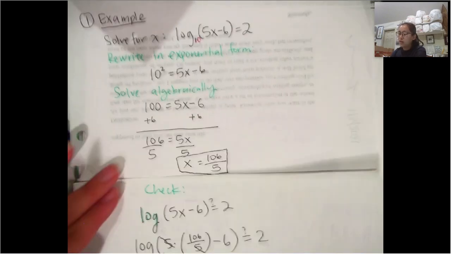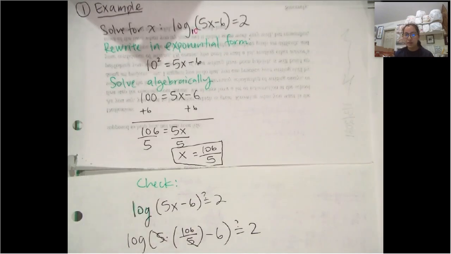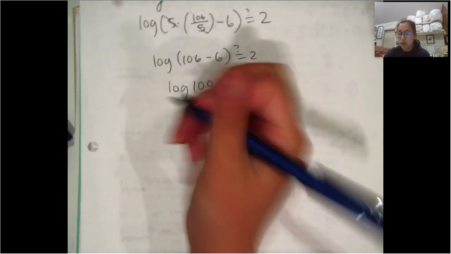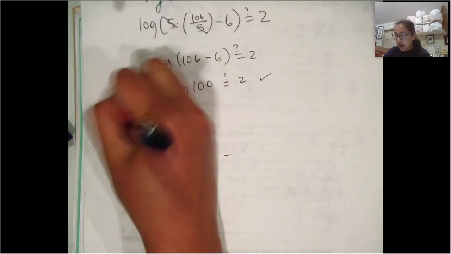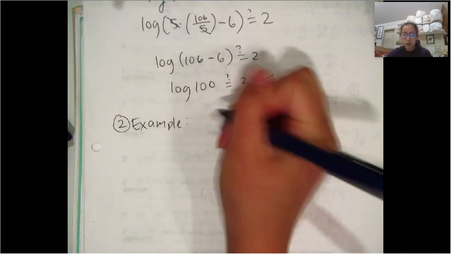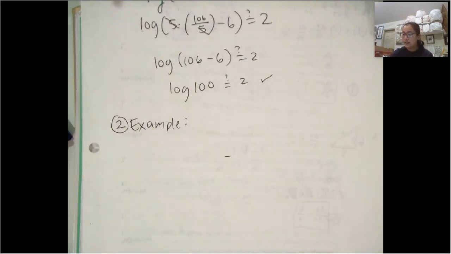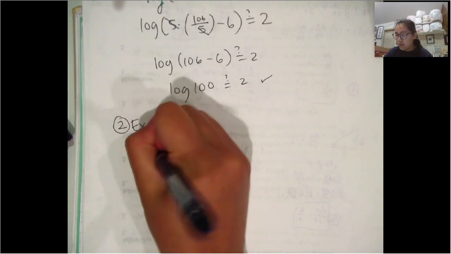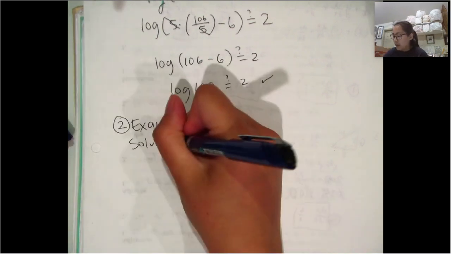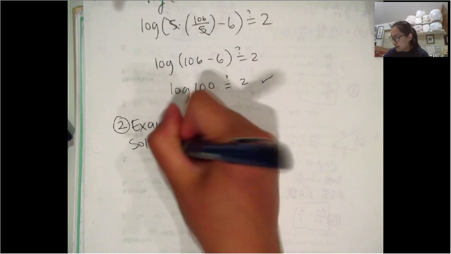Okay, let's go ahead and try an example of the second type. If you look back, our second type is log on both sides. So we're going to do an example of that. Of course, I'm not going to tell you what type of problem it is. When you see the problem, you have to recognize it, and see which process you're going to have to go through. So we're going to solve for x again.